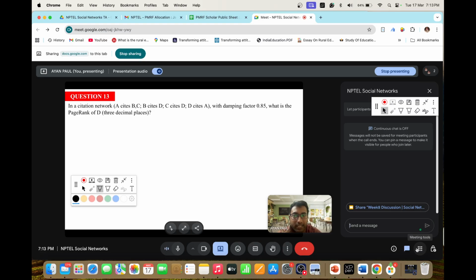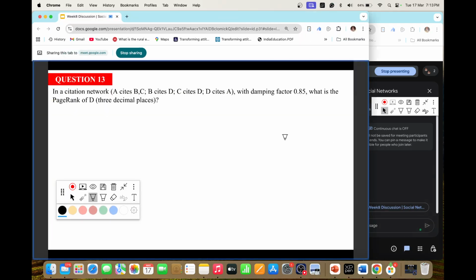In a citation network, A cites B, B cites D, C cites D, and D cites A, with damping factor 0.85. What is the PageRank of D up to 3 decimal places? Okay, so how will we calculate this? Let me show you how we will calculate this.